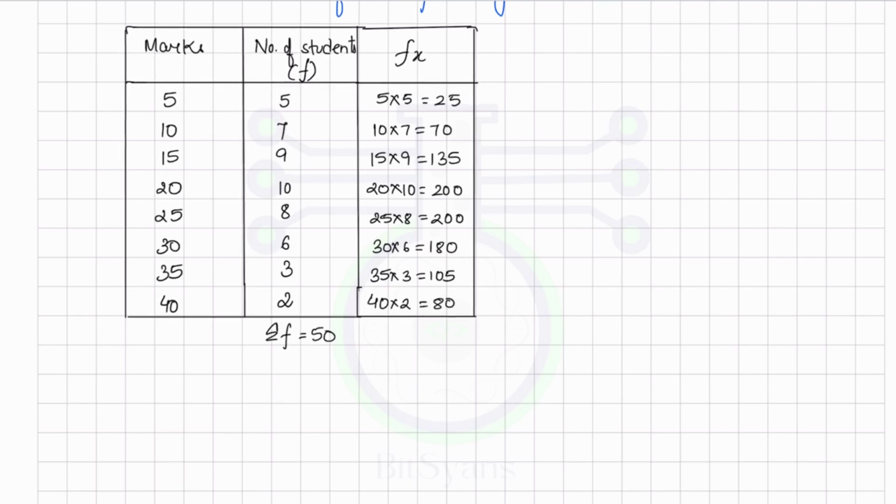The summation of f is equal to 50 and summation of fx is equal to 995. So if we use the formula, 995 by 50 is equal to 19.9.